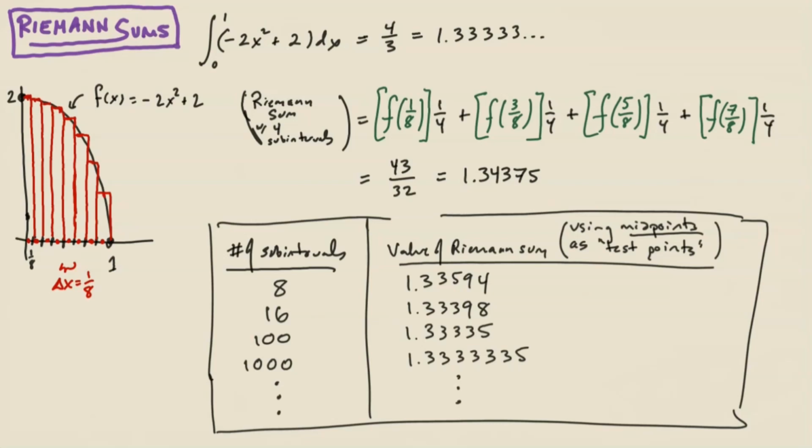That's what computers are good for. Lots and lots of very fast arithmetic. Okay, so that's my first point. My second point is that the value of the sum depended on where we took our test points.